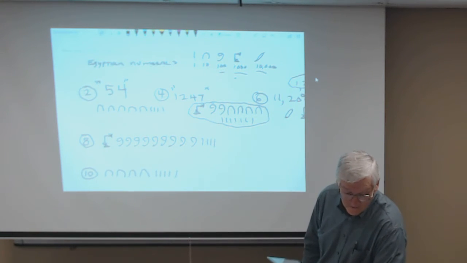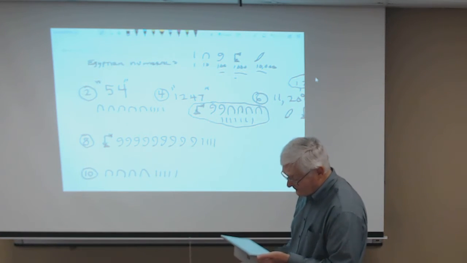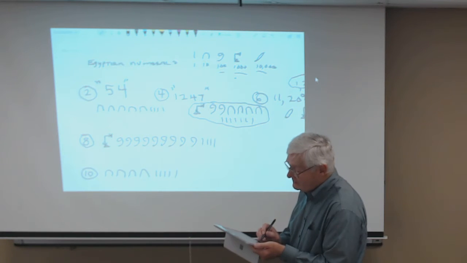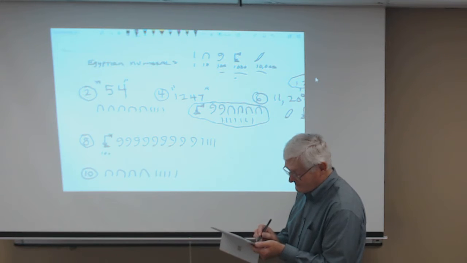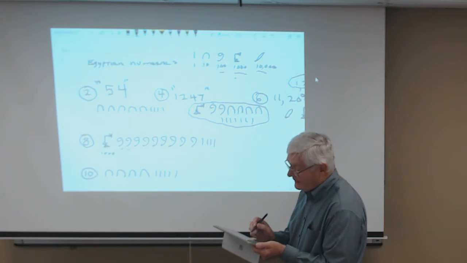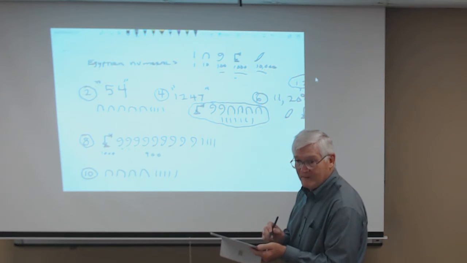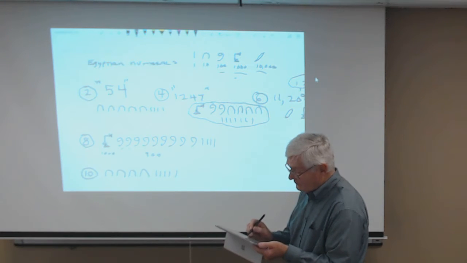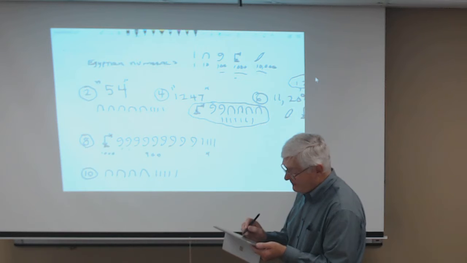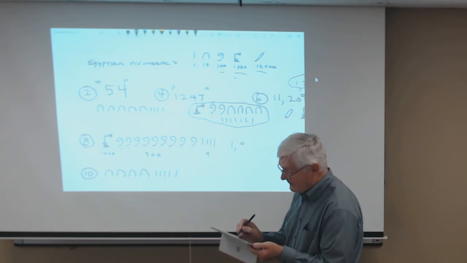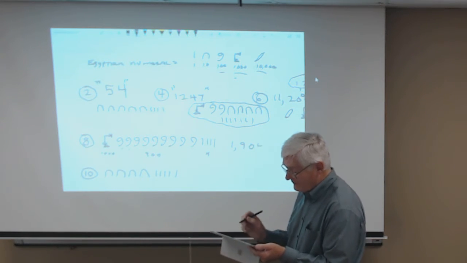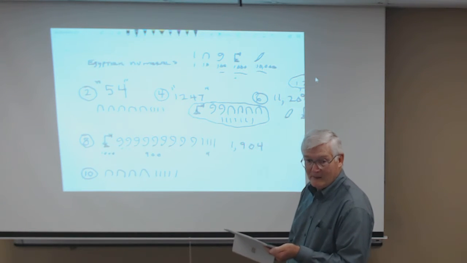Number 8, translate each Egyptian numeral into decimal. Okay, so what's the lotus flower? 1,000. What do we have? 1, 2, 3, 4, 5, 6, 7, 8, 9 what? 900. Everybody see what I'm doing? And then 1, 2, 3, 4. So what would that be? 1,904. Everybody see what's happening?